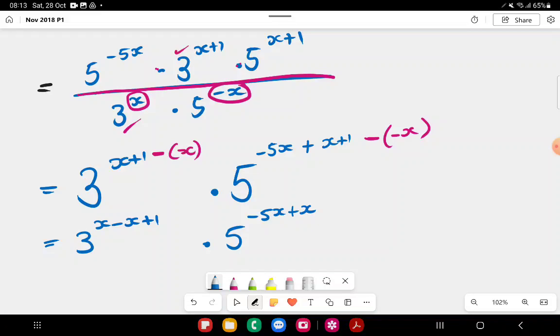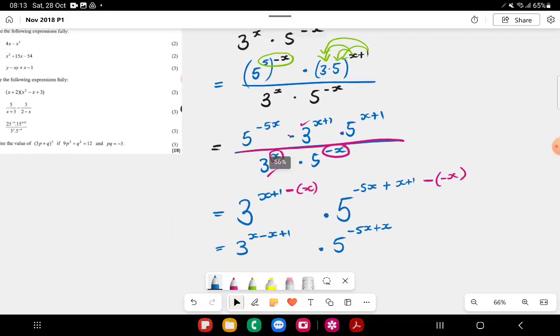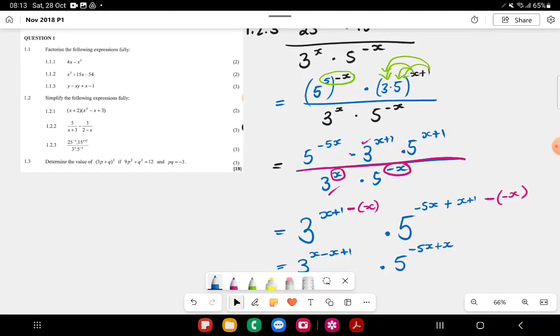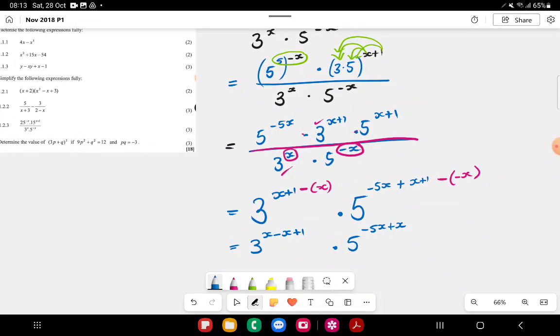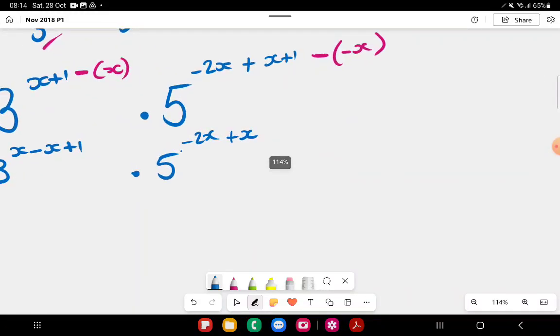Hold on, I just want to confirm something. There's a mistake. This should be a 2. It's squared, right? So this is 2, and this is minus 2x, which means that this should be a 2 as well. It's not 5 to the power of 5, it's 5 to the power of 2. And this one should also be minus 2x. Okay, so minus 2x plus x, and this one becomes plus x plus 1.